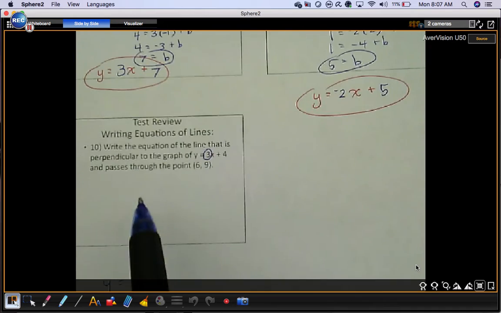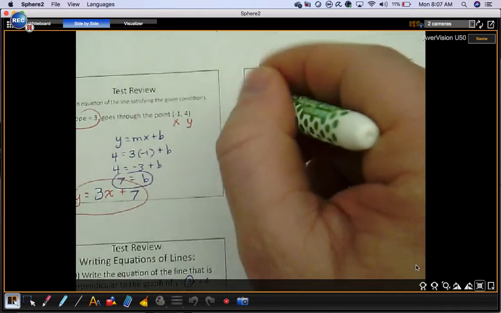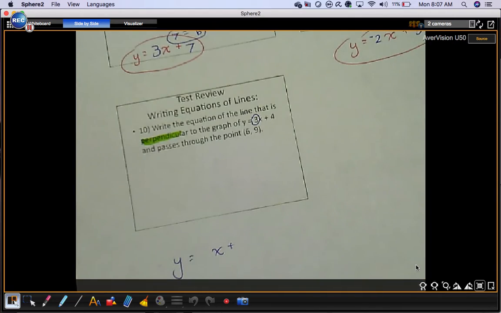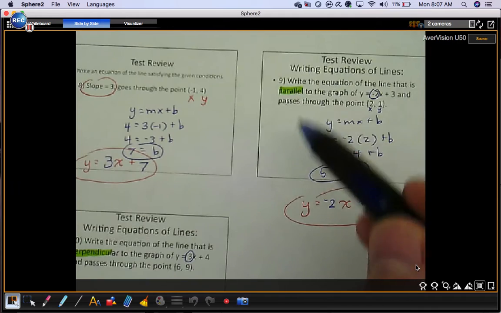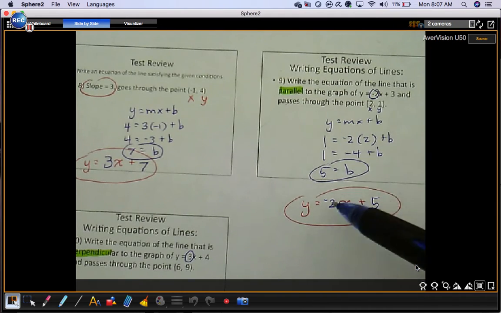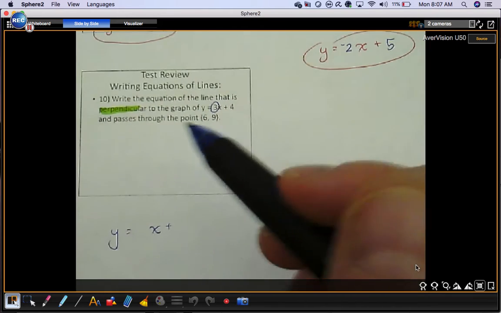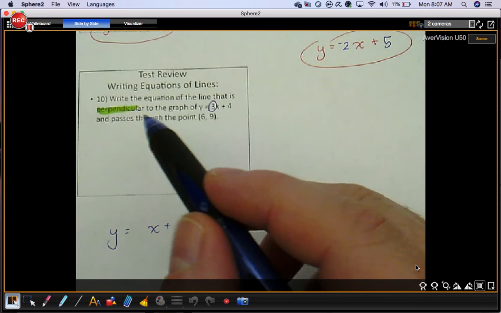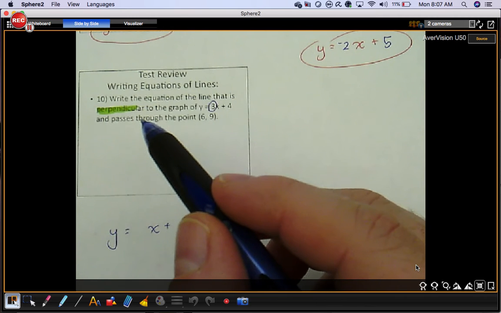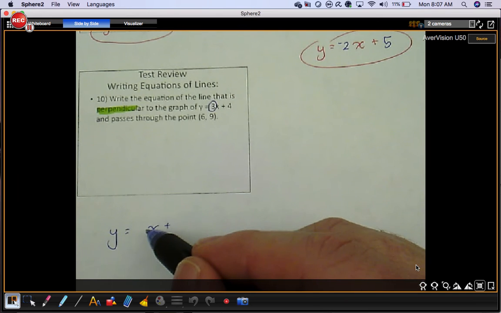But the difference between this problem and that problem is, notice how this one says parallel. This one says perpendicular. That's a huge difference. Parallel lines have the same exact slope, so these slopes match. Perpendicular lines are not going to have the same slope. So use that to your advantage. If it says perpendicular on the test tomorrow, make sure this number does not go here. Make sure a different number goes there.